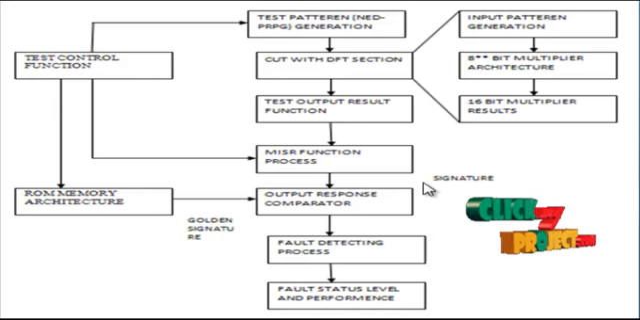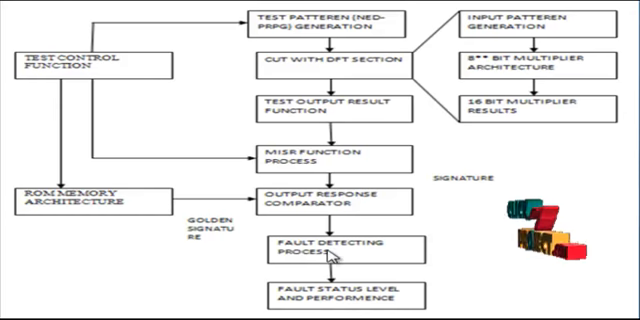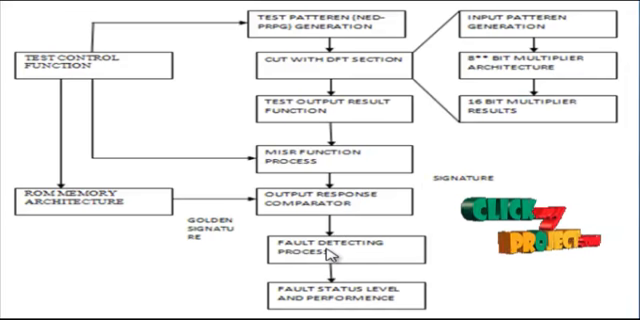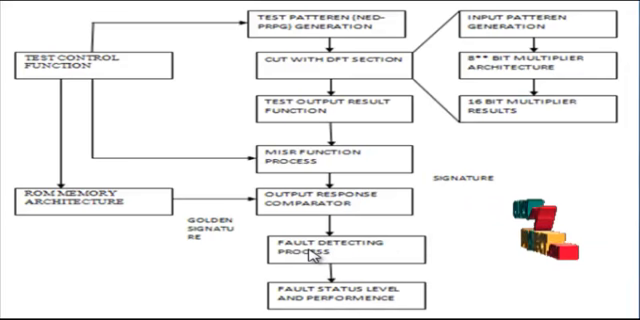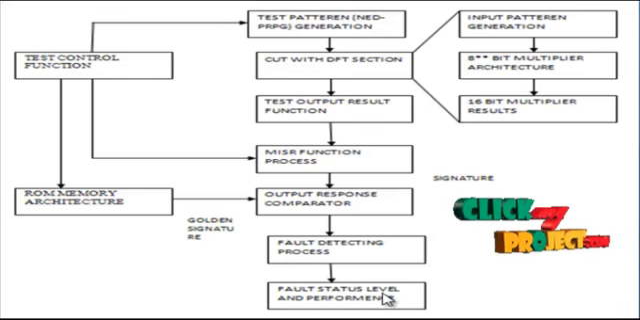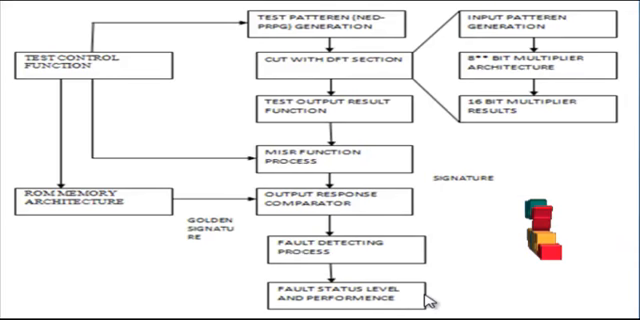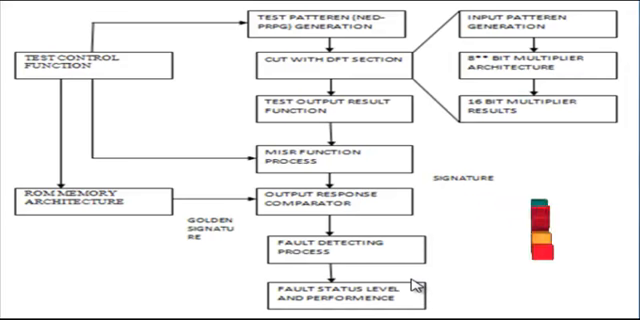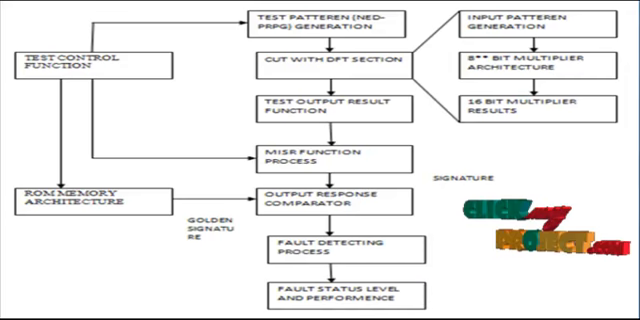If the signature is the same, no fault is detected. If the signature is wrong, the fault detecting process collects and identifies the fault. Then the fault status level and performance analysis are produced for the total overall testing architecture. This is our final flow process for the overall testing architecture.